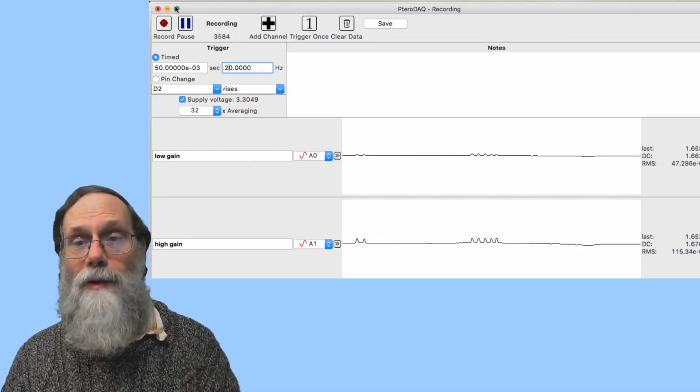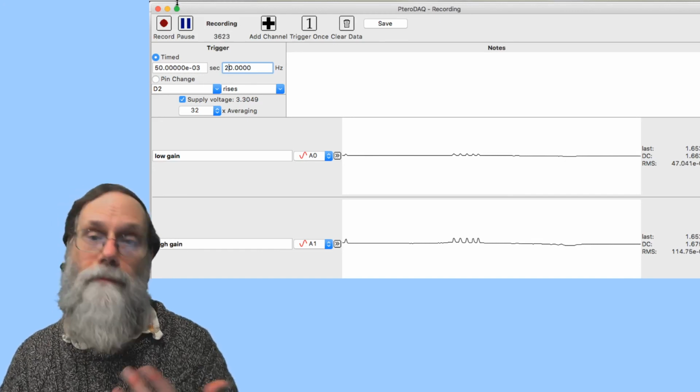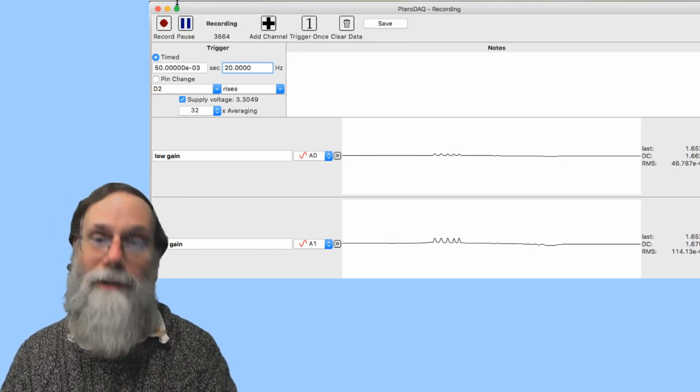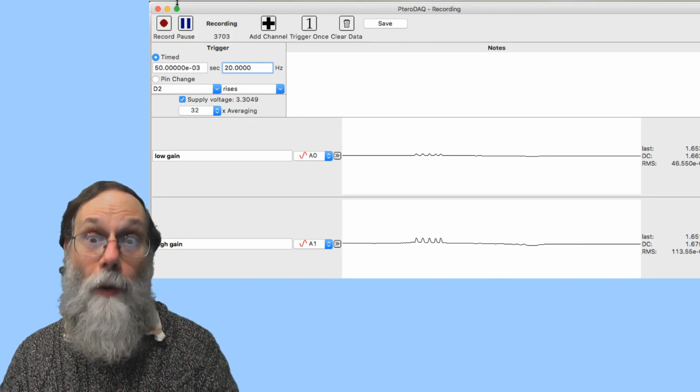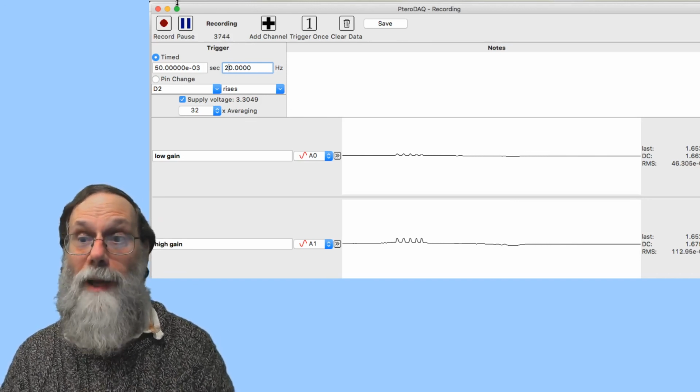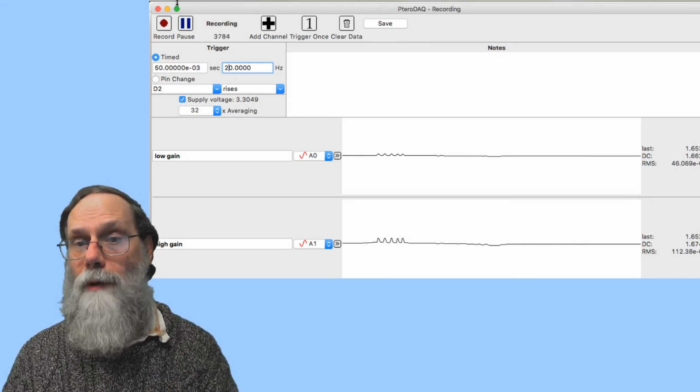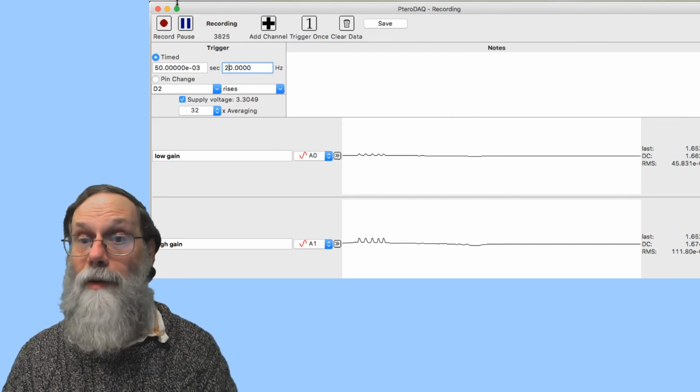So lots of things you can do with the pressure sensor. So build your amplifier, know what the gain is of it so that you can convert stuff back into pressure and record breath pressure and other interesting things with it.